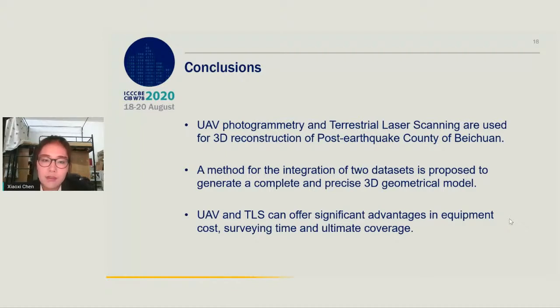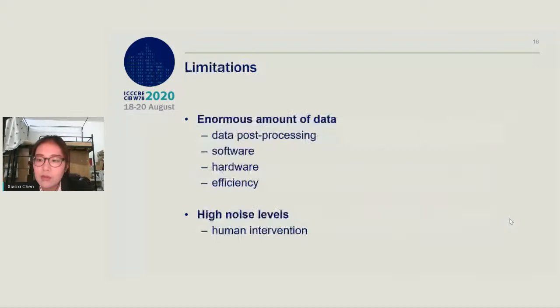Unmanned aerial vehicle photogrammetry and terrestrial laser scanners are used for 3D reconstruction of the post-earthquake site near Beichuan, and a method of integration of the two datasets is proposed to generate a complete and precise 3D geometric model.